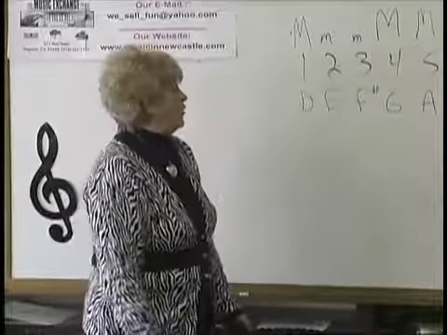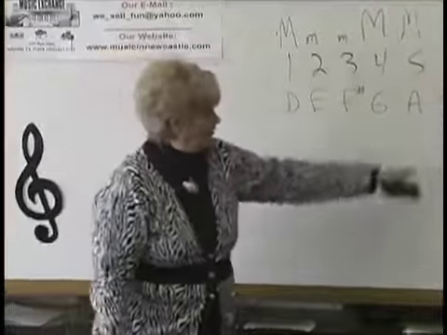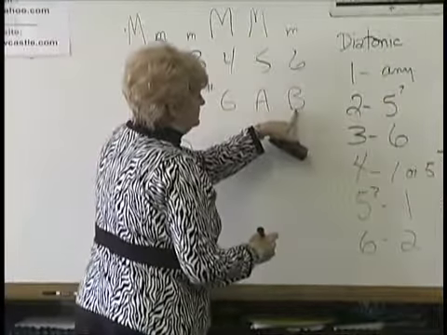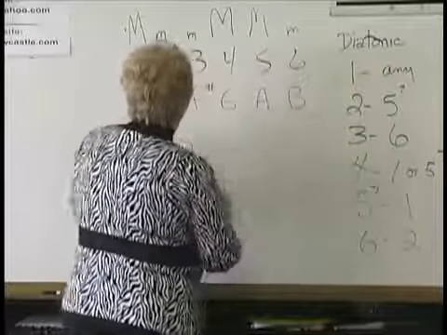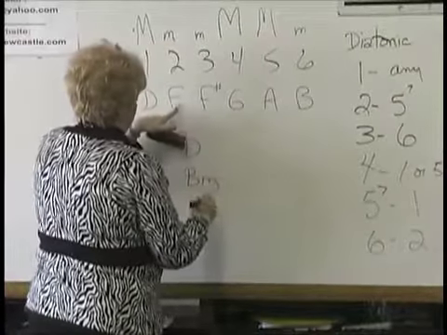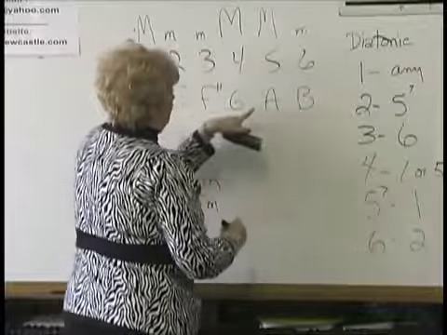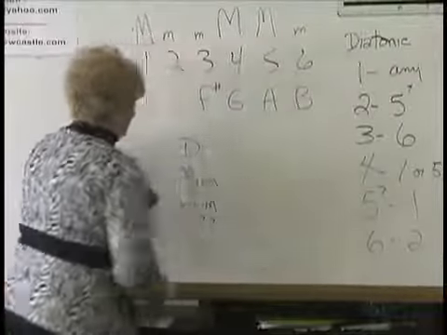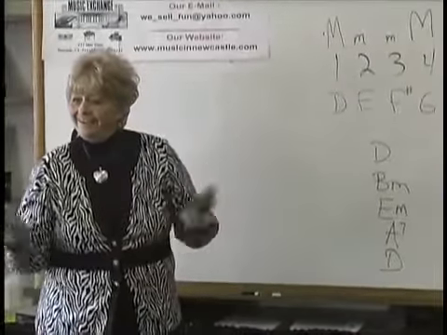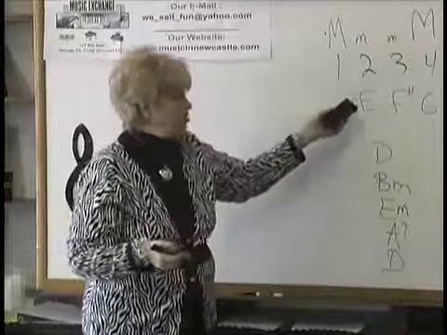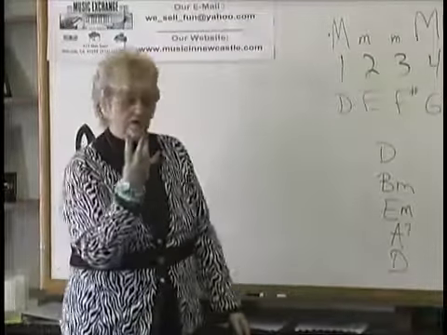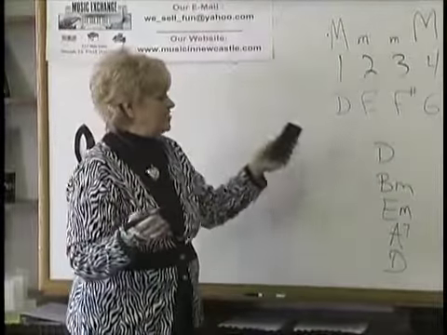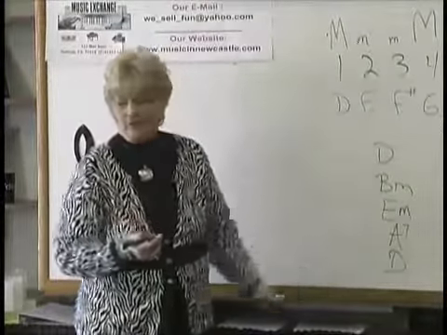Now, if I do the 1, 6, 2, 5, 1, 1 is D, 6 is what? B what? Minor. 2 is E minor, and 5 is A, and 1 is D. See? And a musician knows the D scale, and he knows 1, 2, 3, 4, 5, 6. That's it. You can play any song, any key, just by knowing that.